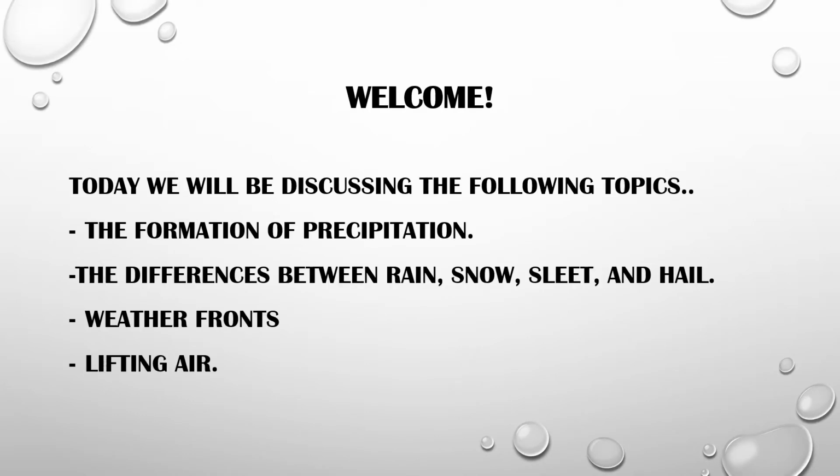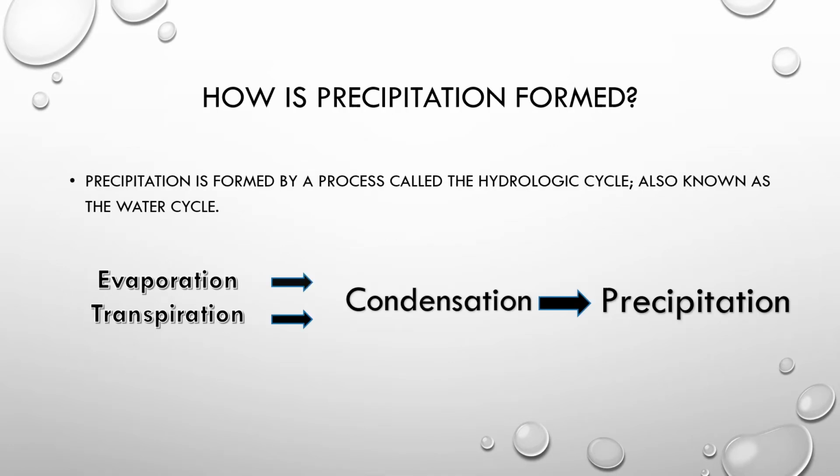Today we will be discussing the following topics: the formation of precipitation, the differences between rain, sleet, snow, and hail, the weather fronts that occur, and lifting air. So the first topic we're going to be discussing is how precipitation is formed. It is formed by a process we call the hydrologic cycle. It's also known as the water cycle.